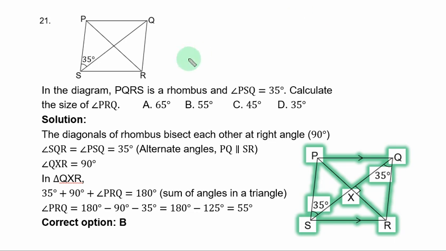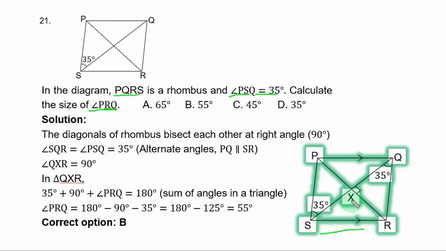Question 21. In the diagram, PQRS is a rhombus and angle PSQ is equal to 35 degrees. Calculate the size of angle PRQ. Solution. The given diagram is simplified or adjusted to this form.